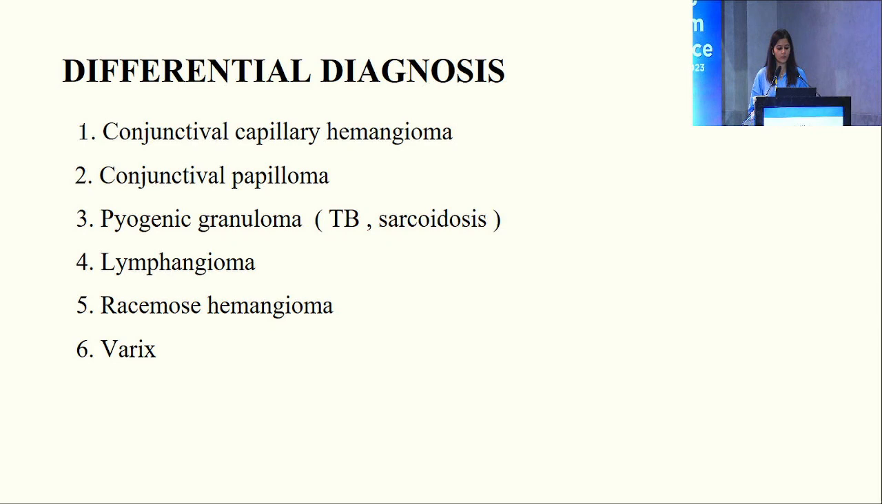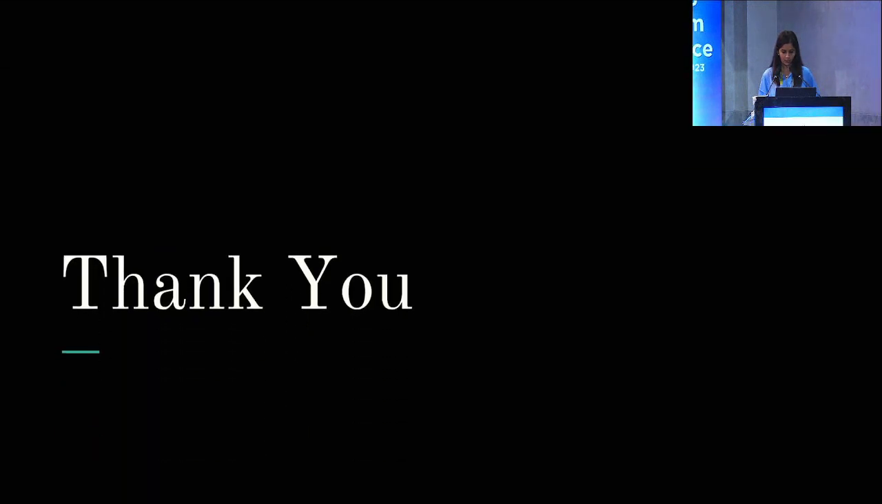Third, we ruled out pyogenic granuloma by doing chest X-ray and Mantoux test, and the lesion was not very vascular and didn't bleed on touch. Fourth, we ruled out lymphangioma, because there was no deeper orbital component, and also it wasn't present since birth. Fifth, we ruled out racemose hemangioma, which is normally associated with Wyburn-Mason syndrome. And sixth, because it was not increasing in size with Valsalva, we ruled out varix. This is it.